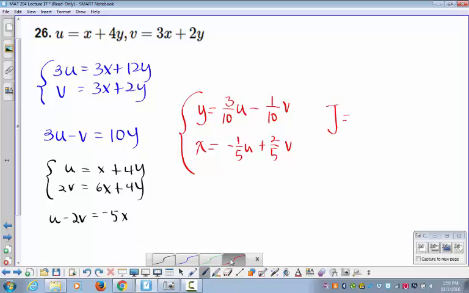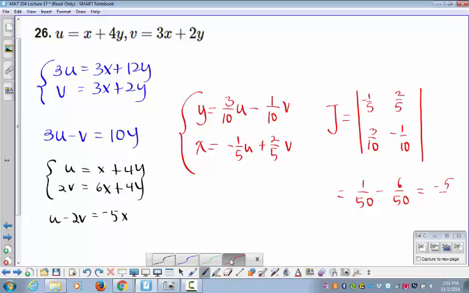So the Jacobian is always the determinant of x sub u, x sub v, y sub u, y sub v. So that's our Jacobian matrix. We have to take our transformation equations, write them as x equals and y equals, so x and y depend on u and v, and then take the partials of the x equation and the y equation. And then the determinant will give us 1/50th minus 6/50ths. So that's minus 5/50ths, and that'll be minus 1/10th.